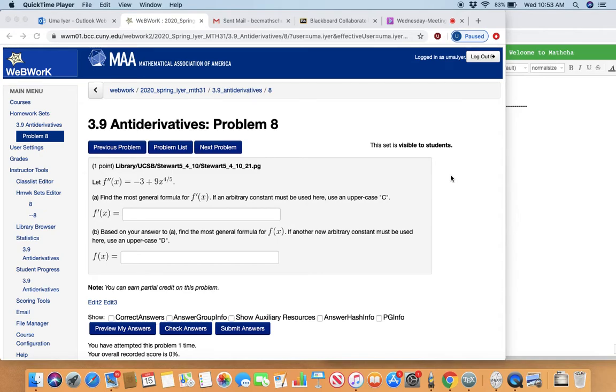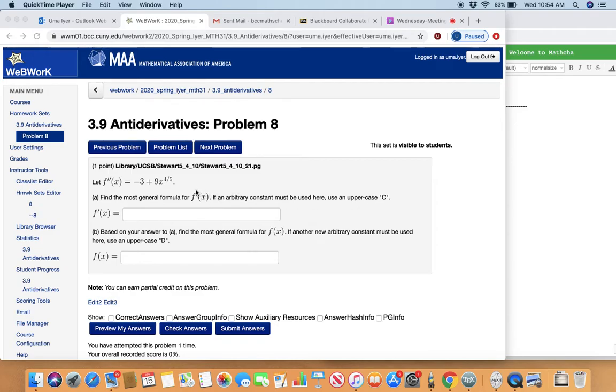Welcome back. This is problem 8, section 3-9 on antiderivatives. Let f double prime be negative 3 plus 9x to the power 4/5. Find the most general formula for f prime. If an arbitrary constant must be used here, use uppercase C.